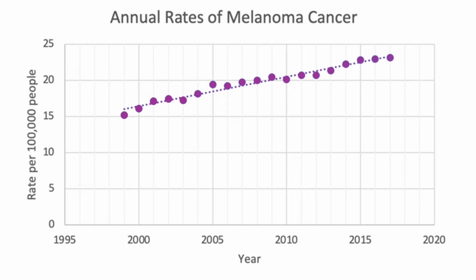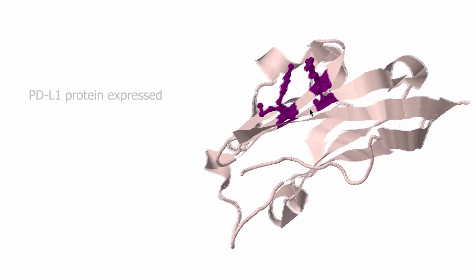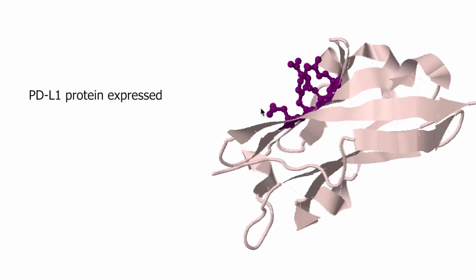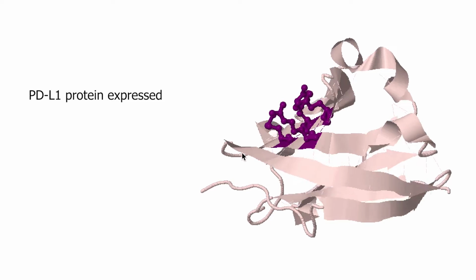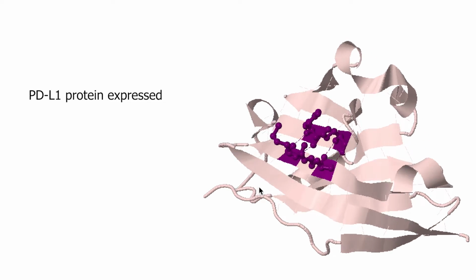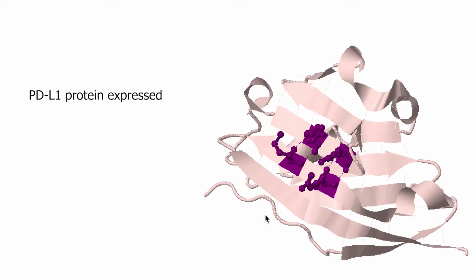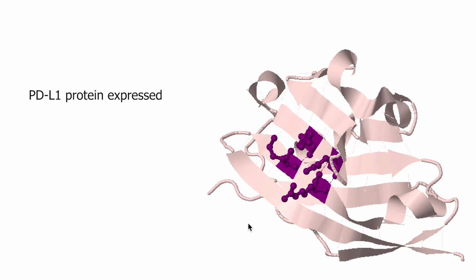As you can see here, this is a graph showing the rates of skin cancer, or melanoma cancer, and how it has been gradually increasing over the last 2 decades. This increase in cancer could be due to multiple different factors, but a factor that we are aware of that is causing this new increase in cancer is the cancer cell's new ability to express PD-L1 to avoid cell death.